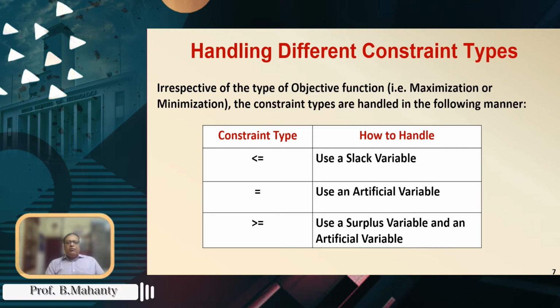The only thing we should remember is the constraint type. If the constraint type is less than or equal to, use a slack variable. If the constraint type is equal to, use an artificial variable. And if the constraint is greater than or equal to, use a surplus variable and an artificial variable. One should really understand what all these things mean.